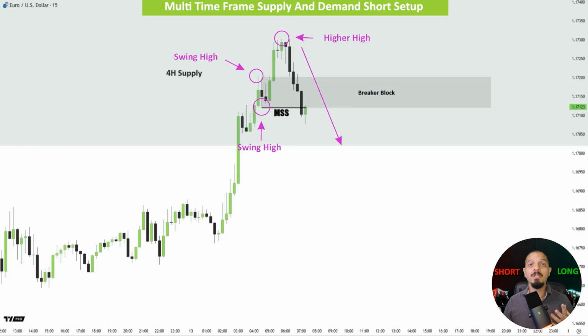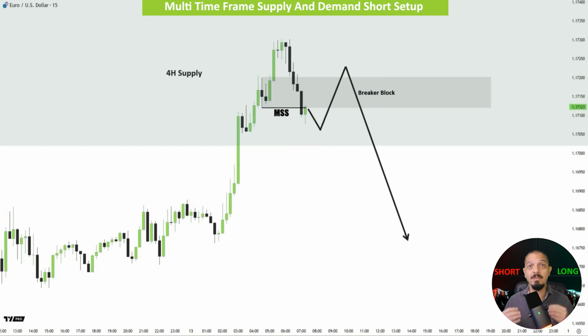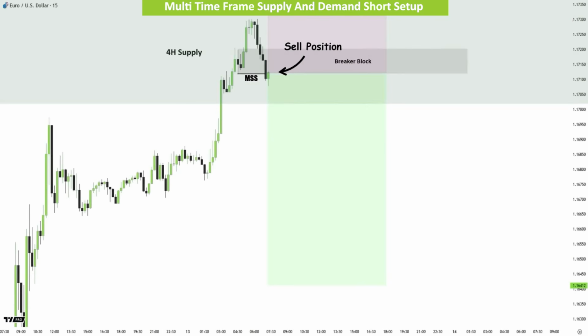With these confirmations aligned, we can reasonably expect price to revisit the breaker block area before continuing its move towards sell-side liquidity. So here's the execution plan.